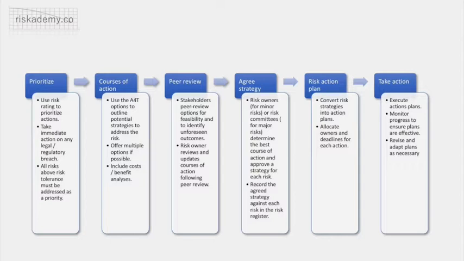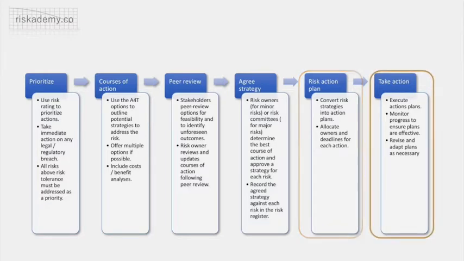These 6 steps of the process are: review the assessment and agree the priorities for action, outline potential courses of action for each risk, conduct a peer review of the proposed strategies, decide on the appropriate course of action for each risk, consolidate feedback into a risk action plan, and finally execute the plan and take action.